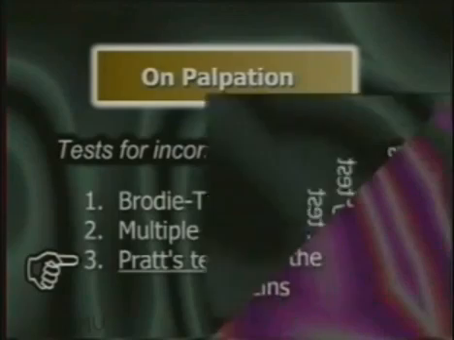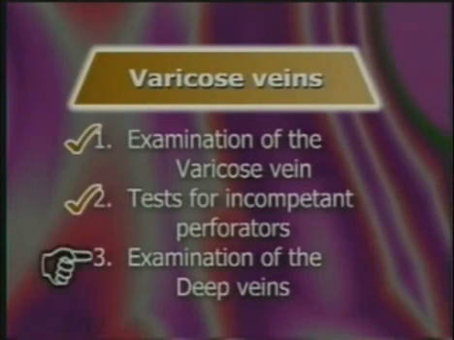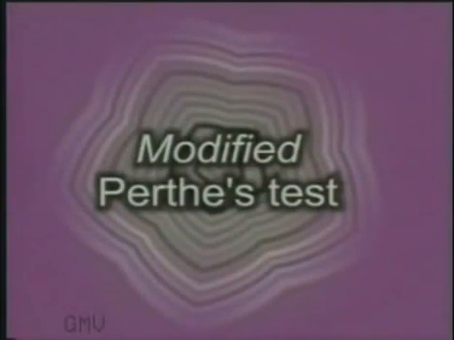Thus, we have completed the examination of the varicose veins and the tests for incompetent perforators. Next, you should look for patency of the deep veins and for active deep vein thrombosis. The patency of the deep veins is tested by modified Perthes test.